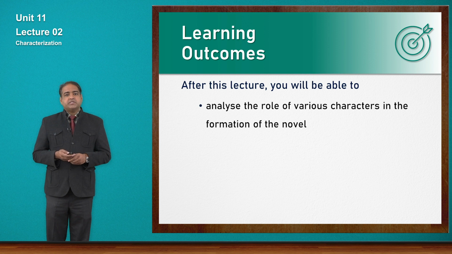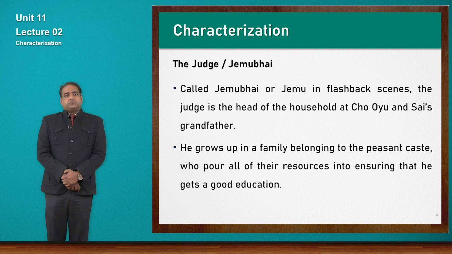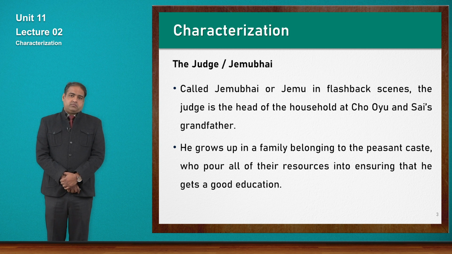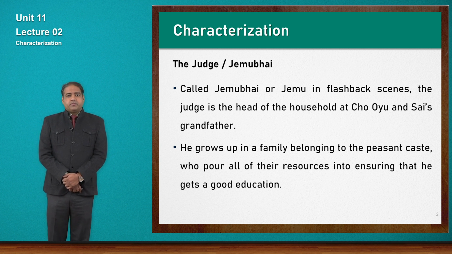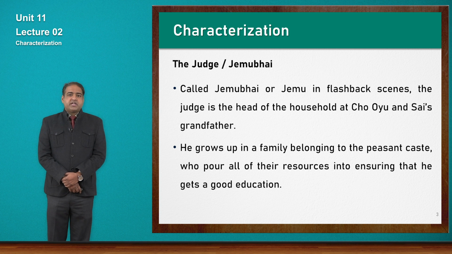Let us try to analyze the major and minor characters of this novel, The Inheritance of Loss, in the light of these arguments. The first character is the judge. The name of the judge is Jemu Bhai. So let us try to understand about the life and the acts of this judge. He is called as Jemu Bhai or Jemu in flashback scenes. The judge is the head of the household at Cho Oyu and Sai's grandfather.